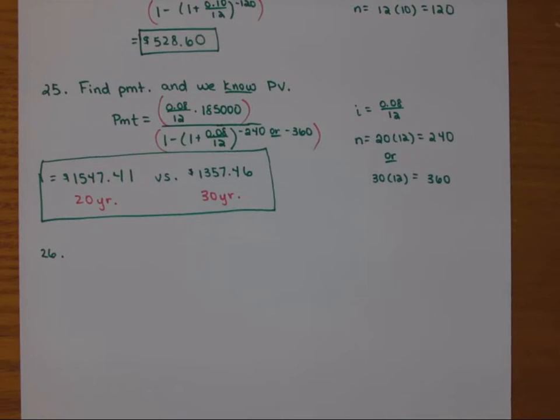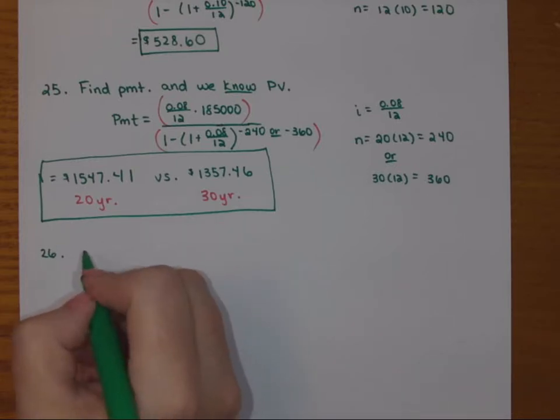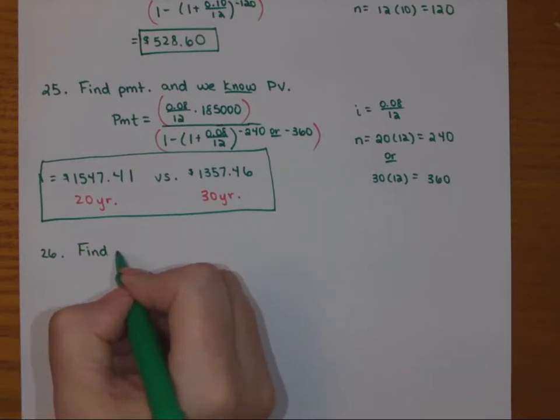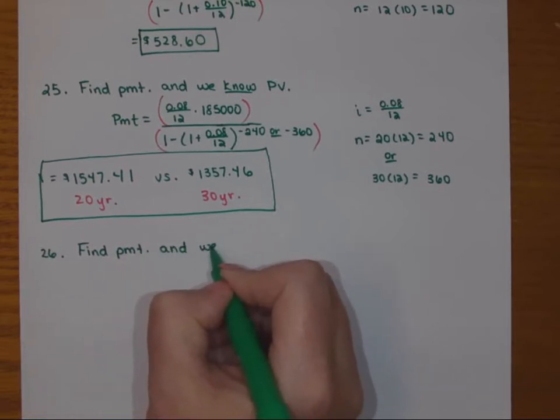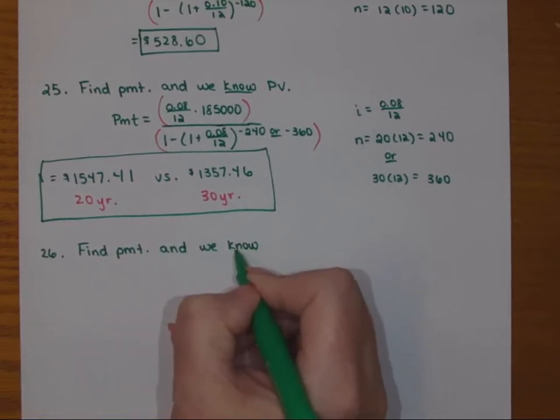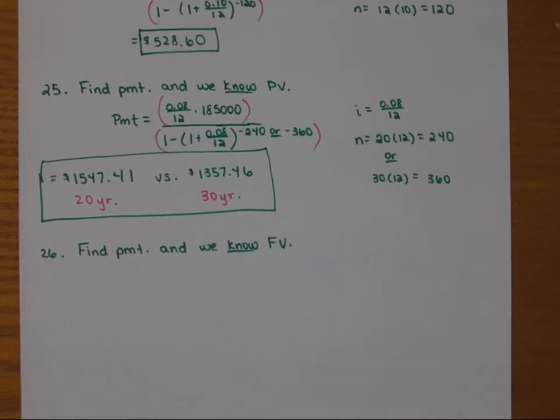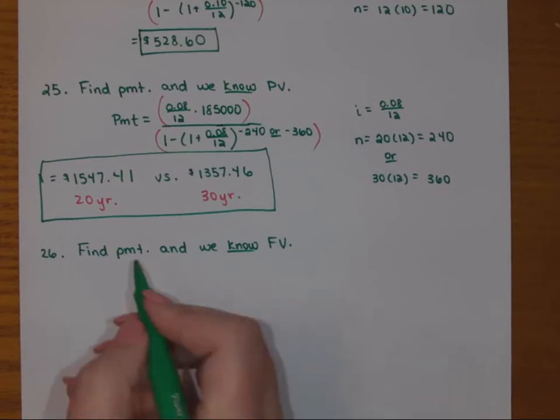All right, so number 26, she's saving for a trip that will cost her $8,000, right? So it's asking you to find the payment. But this time, we don't know the present value, we know what she wants to have in the future. So we know future value, which means it's the sinking fund formula, the other one.